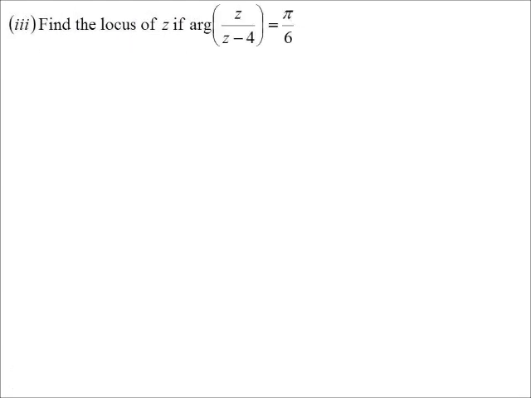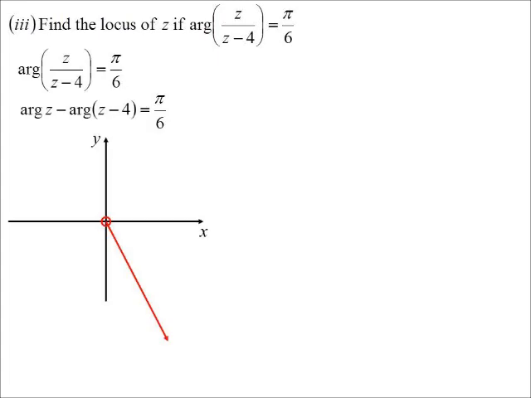Find the locus of z if the argument of z on z minus 4 is equal to pi on 6. So this is one of these ones I was saying where it's not the argument of just a single vector, it's the argument of some function where we've got a linear function on a linear function, or a vector on a vector. So z on z minus 4. So I recognise it, and hopefully in future you'll recognise it, as this is going to be an arc of a circle. So we need to create our arc. So what we're basically saying is the difference between the two vectors is pi on 6.